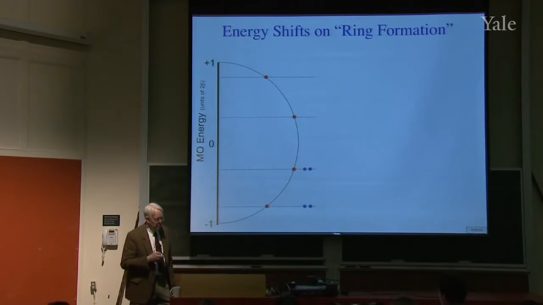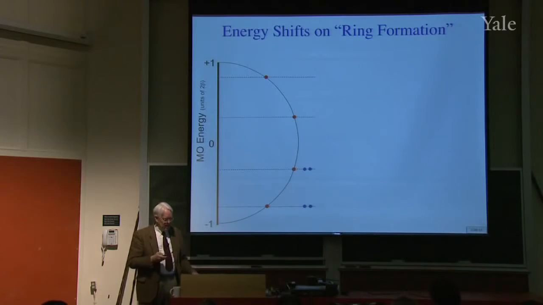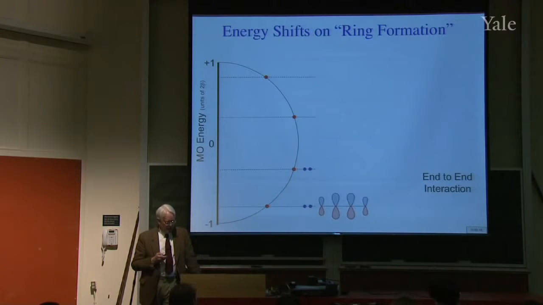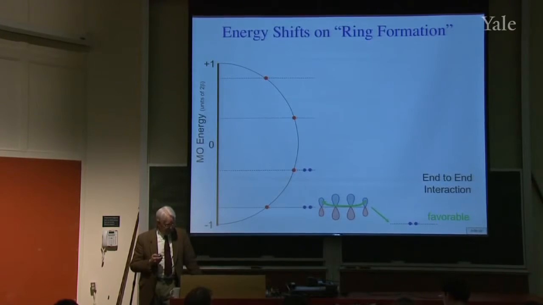Okay? So there was butadiene, which we did already. Now suppose we bring the ends together. There was the lowest one, and now we have an end-to-end interaction. So those interact with one another, and obviously that's favorable, and it'll go down in energy, right? Also, they'll become of the same size once you do that, because it's no longer advantageous to have it big in the middle and small on the ends, because there isn't an end anymore.